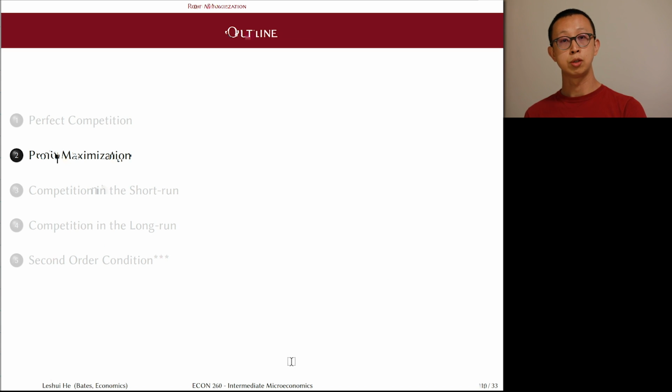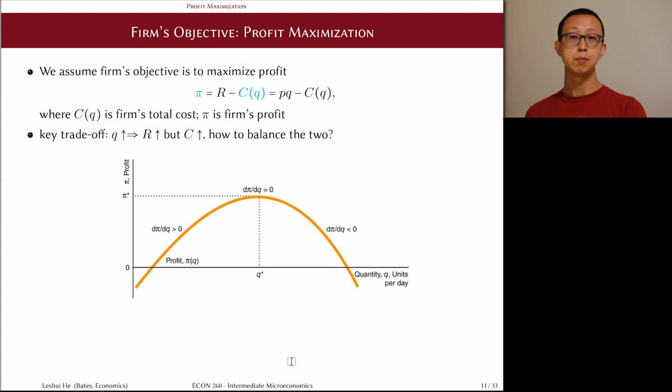Now, we'll turn to the firm's profit maximization problem. As we mentioned previously, throughout this course, we assume that the firm's objective is to maximize its profit. And the firm's profit is denoted by this notation of pi, which is equal to its revenue, R, minus its cost, which is a function C of its output level, little q.